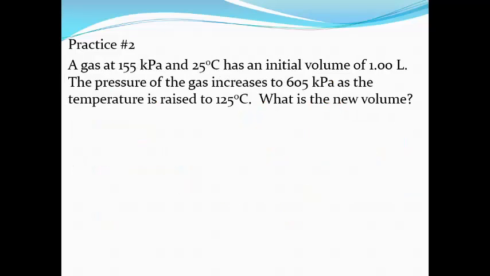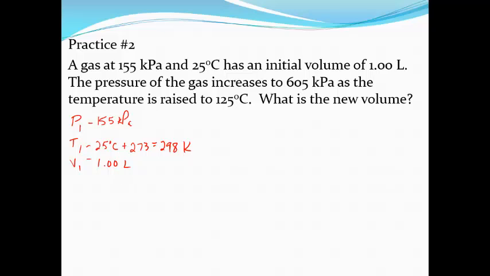If we do one more of these, we have a gas at 155 kilopascals and 25 degrees Celsius. It has an initial volume of 1.00 liters. All of that is our starting point, our first pressure, our first temperature, our first volume. So I'm going to get those written in. Our pressure is 155 kilopascals. Temperature has to be in Kelvin, so 25 degrees Celsius plus 273, 298 Kelvin, and 1.00 liters.